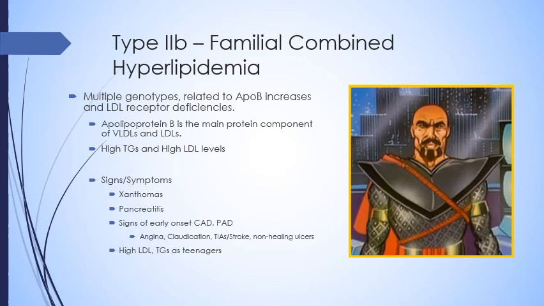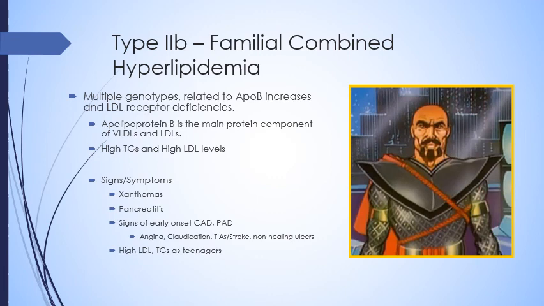Type 2B is actually familial combined hyperlipidemia. It's combined because there are a lot of different things going on, but the main thing is that you happen to have increased ApoB and LDL receptor deficiencies. And apolipoprotein B is the main component of VLDLs and LDLs. Okay, so not only do we have an increase in the triglyceride levels, but we also have a high level of LDLs. Okay, so combined hyperlipidemia.